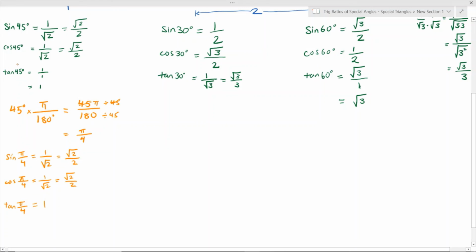Because tan 45 degrees is the same as tan pi over 4, right? And cos pi over 4 is the same as cos 45 degrees. Sine 45 degrees is the same as sine pi over 4. So that's how we get these, okay?